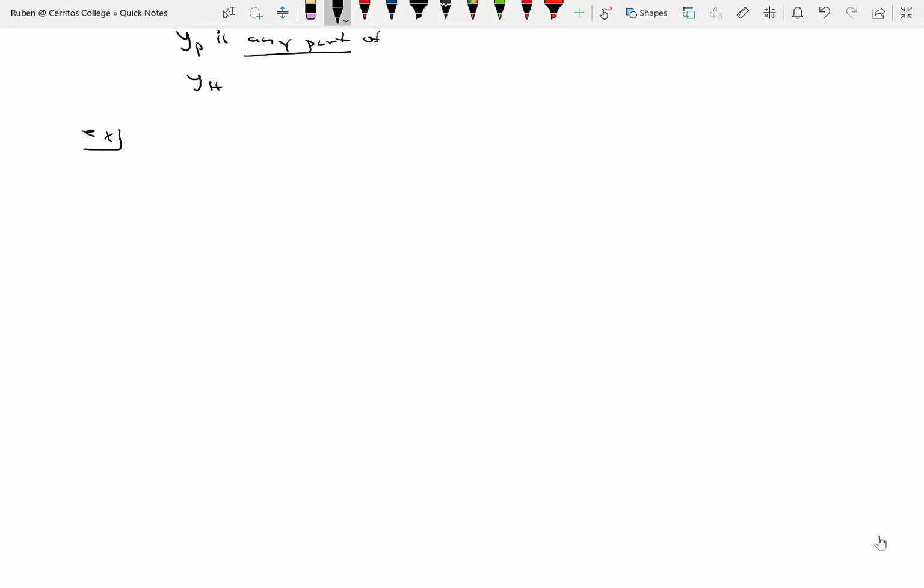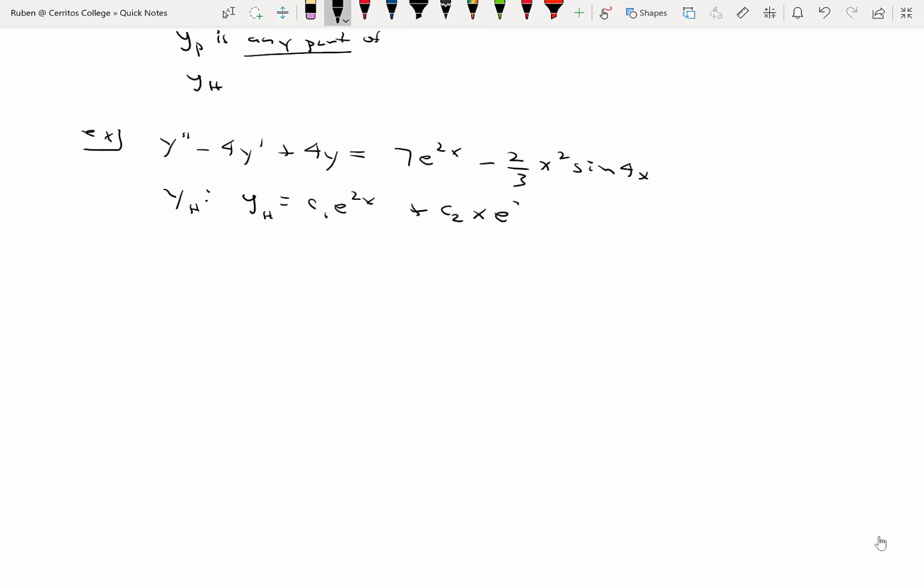Or take a break. Okay, so suppose we have a differential equation y double prime minus 4y prime plus 4y equals 7e to the 2x. This will go very quickly, guaranteed. In fact, that's the previous differential equation, but it also has minus 2/3 x squared sine 4x for the forcing function. Okay, y sub h we already found above. It's the same left-hand side as the example we just looked at. So y sub h equals c1 e to the 2x plus c2 x e to the 2x.